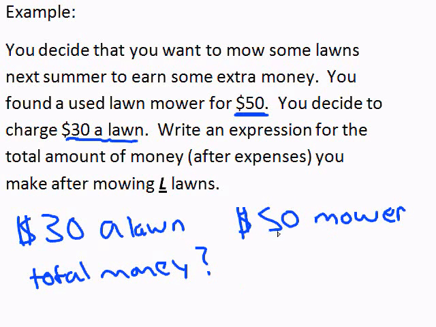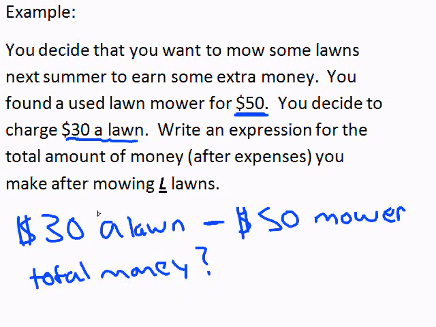So how does the $50 for the mower and the $30 per lawn help us to identify the total money we get after expenses? Let's think about it. $30 a lawn. Are you earning that money or losing that money? The idea is that you're earning $30 a lawn, so that's a positive amount. $50 for the mower. Are you earning that money or losing that money? Well, the answer is you're losing that money. So that $50 for the mower has to be a negative amount.